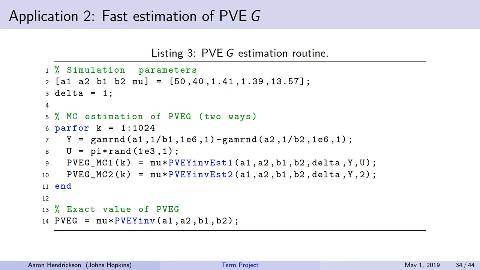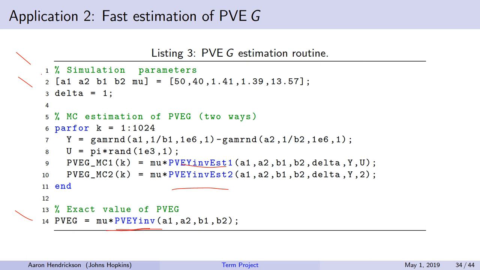So here's the second application, where we're estimating this principal value expectation of G. Again, we've got some parameters. I used a delta value of 1, and I'll skip down to the end first. There's the exact value using this PVY inverse function, and I provide all three. These three functions are all in the appendix.